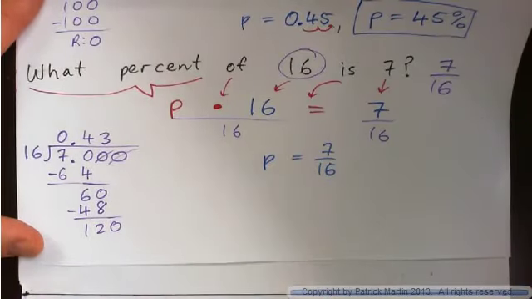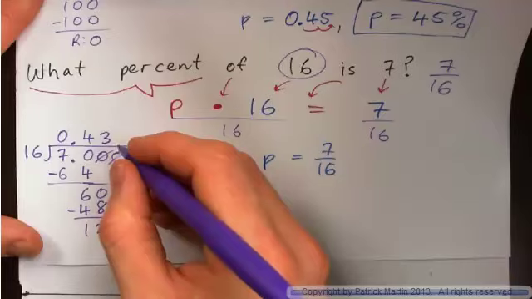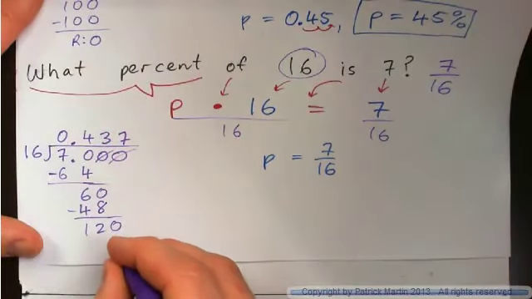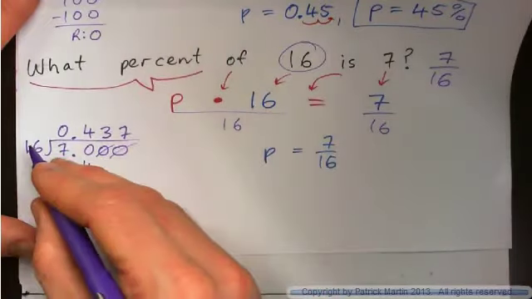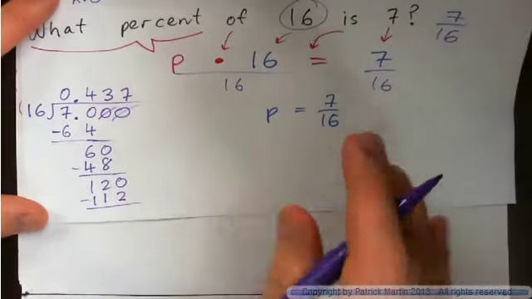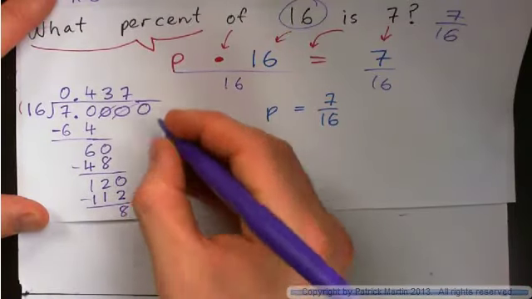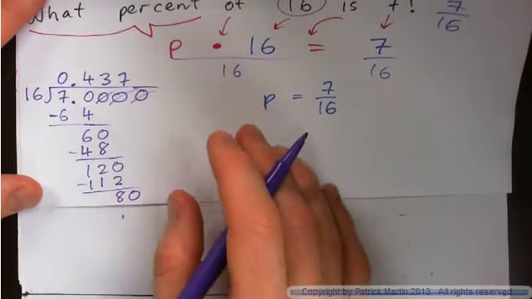Down to 0. Now, what's this? 16 into 120? 5 16s is 80. Oh my goodness, this isn't going to be right either, is it? Let's see. I'm going to try 7 times. 7 times 6 is 42, carry the 4. 7 times 1 is 7, and 4 is 11. Okay, need another 0, huh? Because 120 minus 112 is 8. Put this 0 down, and now this time it should work.